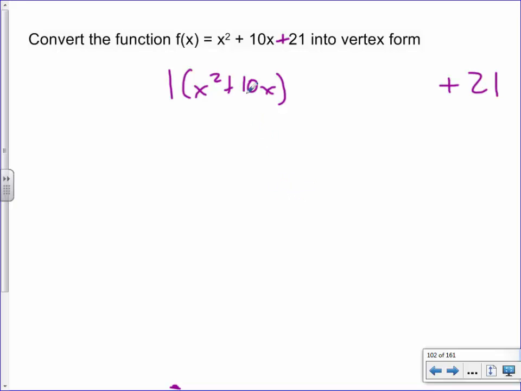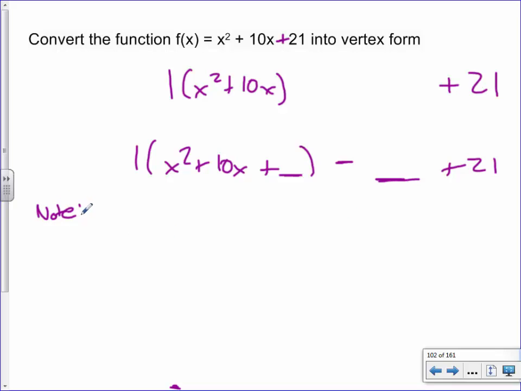Okay, second step. We need to create inside this bracket right here a perfect square trinomial. So what we're going to do is add a number and subtract a number, and we have to find what that number is. As a side note, to find this number, take 10, cut it in half, and then square it. The number you need is 25. And then you also want to subtract the 25.